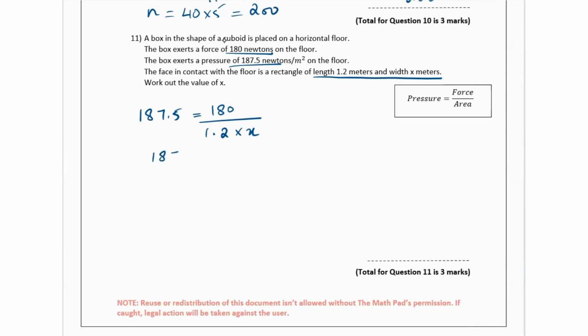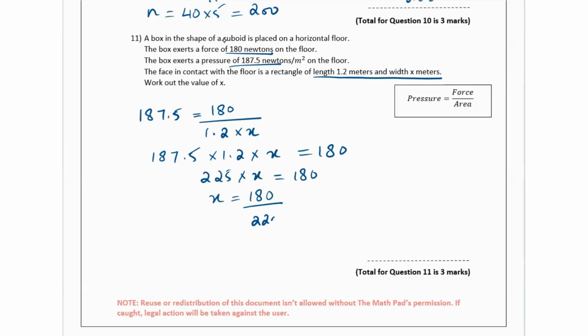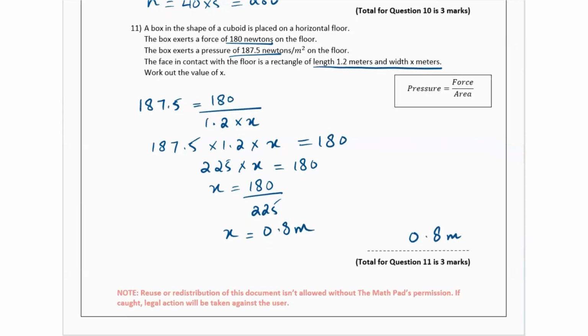So 187.5 times 1.2 times x equals 180. Just cross multiply. So 187.5 times 1.2 is 225. So now for x, what we do is we divide 180 by 225, which gives us 0.8 meters. So that is your value of x.